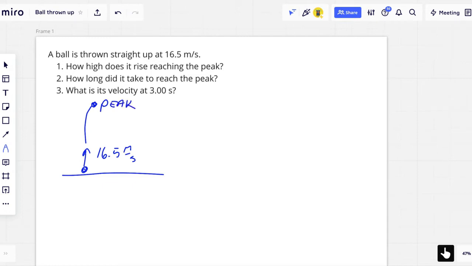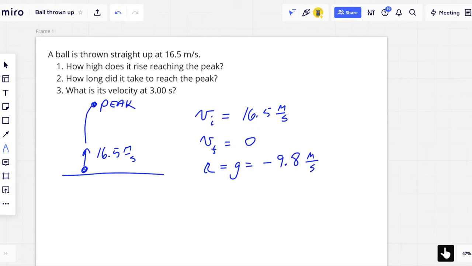Things we know. The initial velocity is a positive 16.5 meters per second. At the peak, the final velocity is 0. The acceleration that we're dealing with is equal to gravity, which is equal to negative 9.8 meters per second squared.